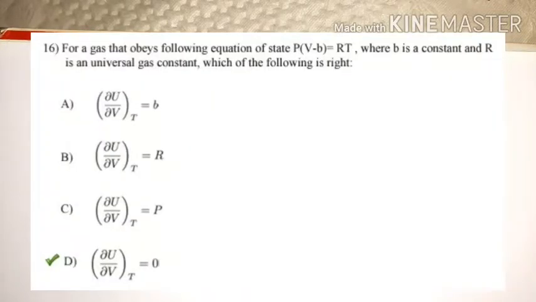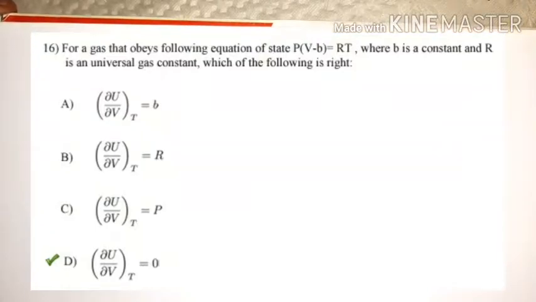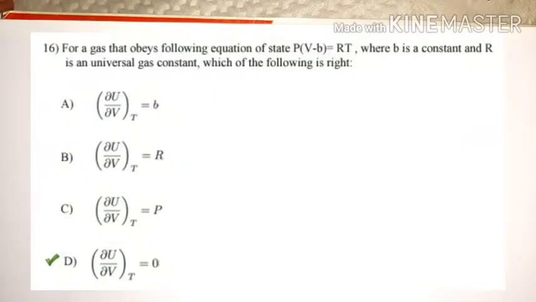So see, this is your first question, and it says, for a gas obeying the following equation of state, that is P into (V minus B) is equal to RT, where B is a constant and R is the universal gas constant, which of the following is right? And we have four options, A, B, C or D. According to your condition, you must find the correct relation of ∂U/∂V at constant temperature, which is equal to B, R, P or 0 according to your four options. Understand? So let's do the solution of this question.